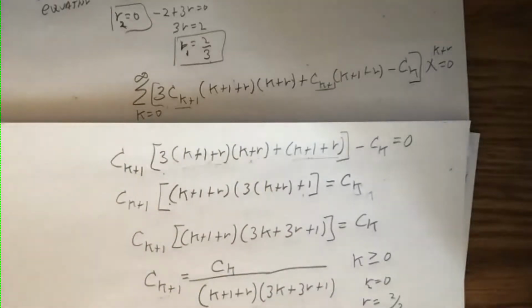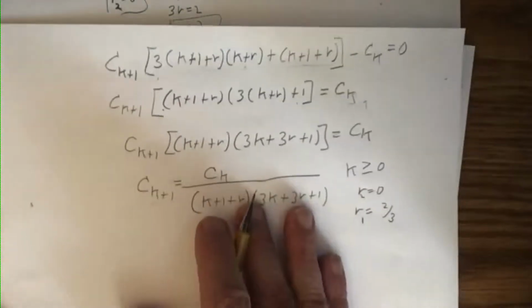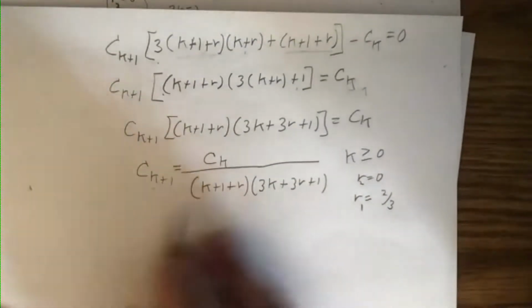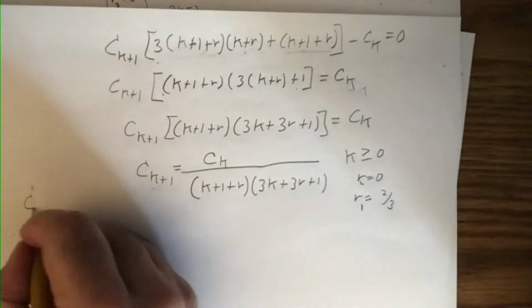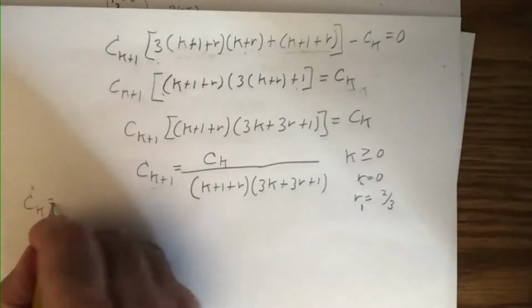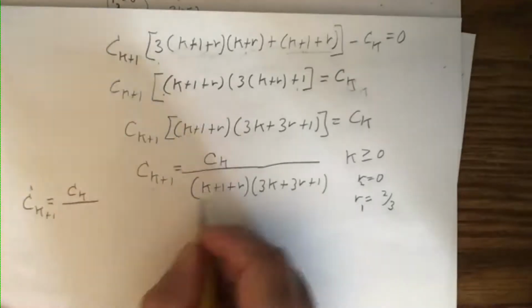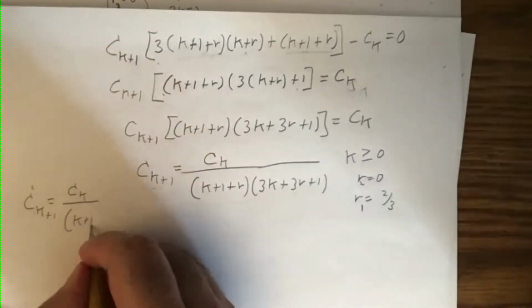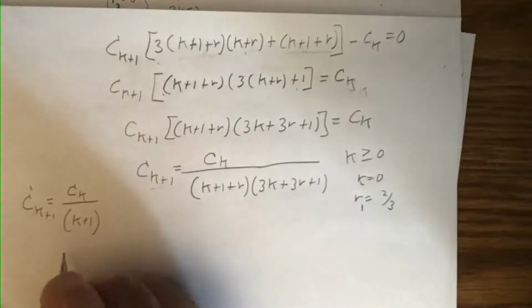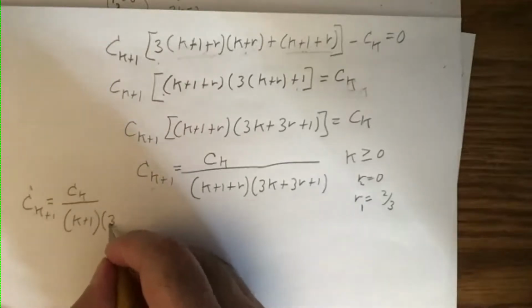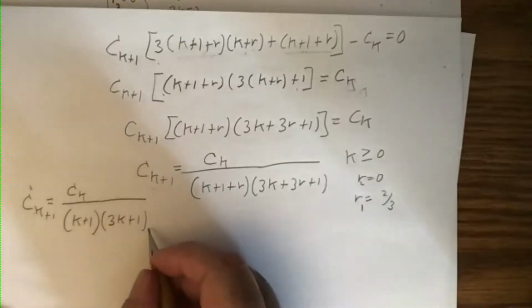How we doing on time? Okay, I put in r is equal to 0 here, and I'm going to get this. This is the easy one. This is going to be k plus 1, and then this is going to be 3k plus 1. That's r is equal to 0.